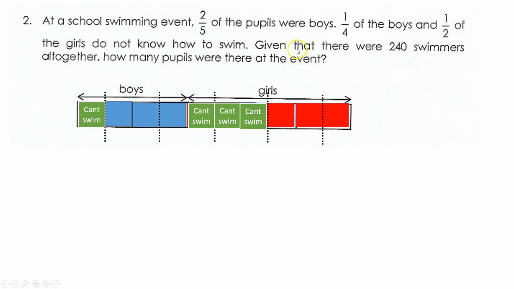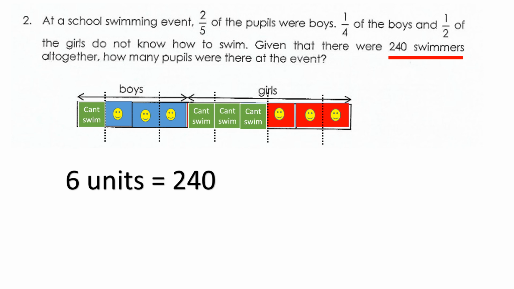Alright. Now, given that there were 240 swimmers, those who can swim will be the ones that we have not highlighted. These 3 units of boys can swim, the 3 units of girls can swim, and they make up a total of 6 units. And these 6 units, they told you that these are the swimmers, and they are altogether 240. So you can safely say these 6 units actually just refer to the 240 swimmers. I'm going to leave you to do it by yourself to get to the final answer. How many pupils were there at the event? Try on your own.